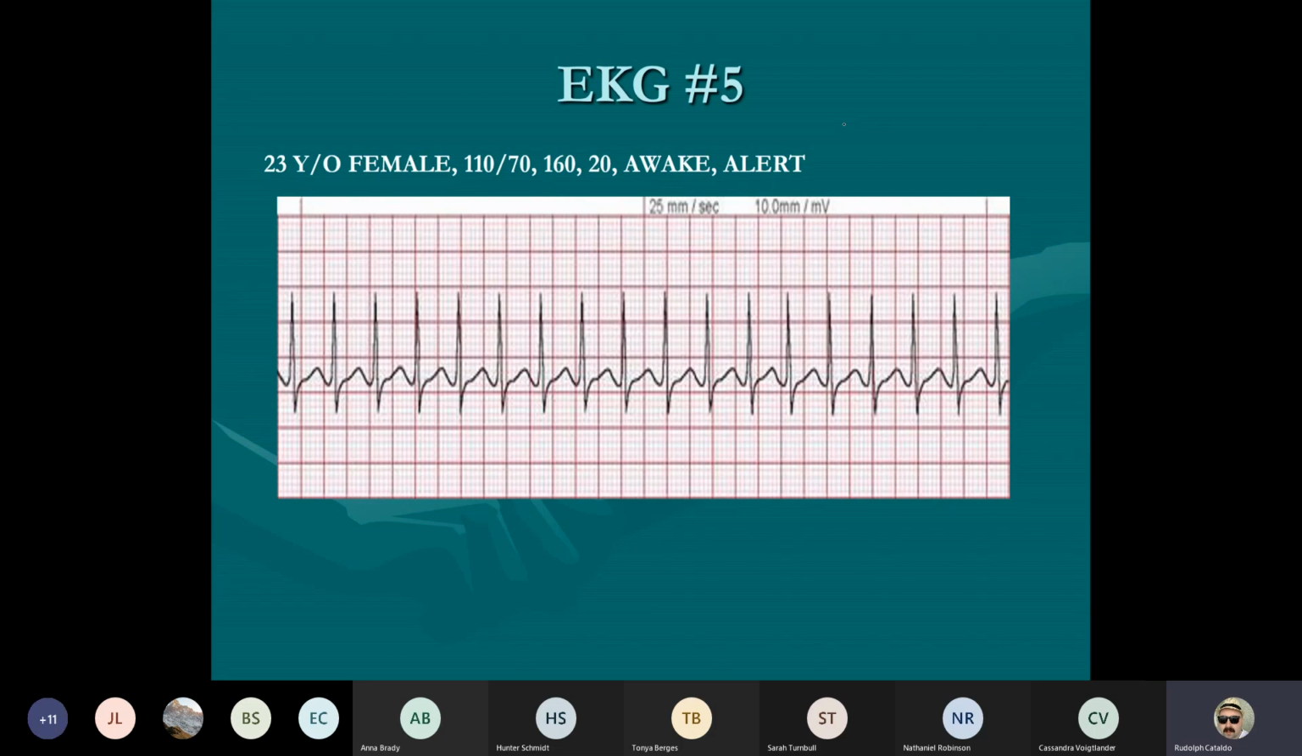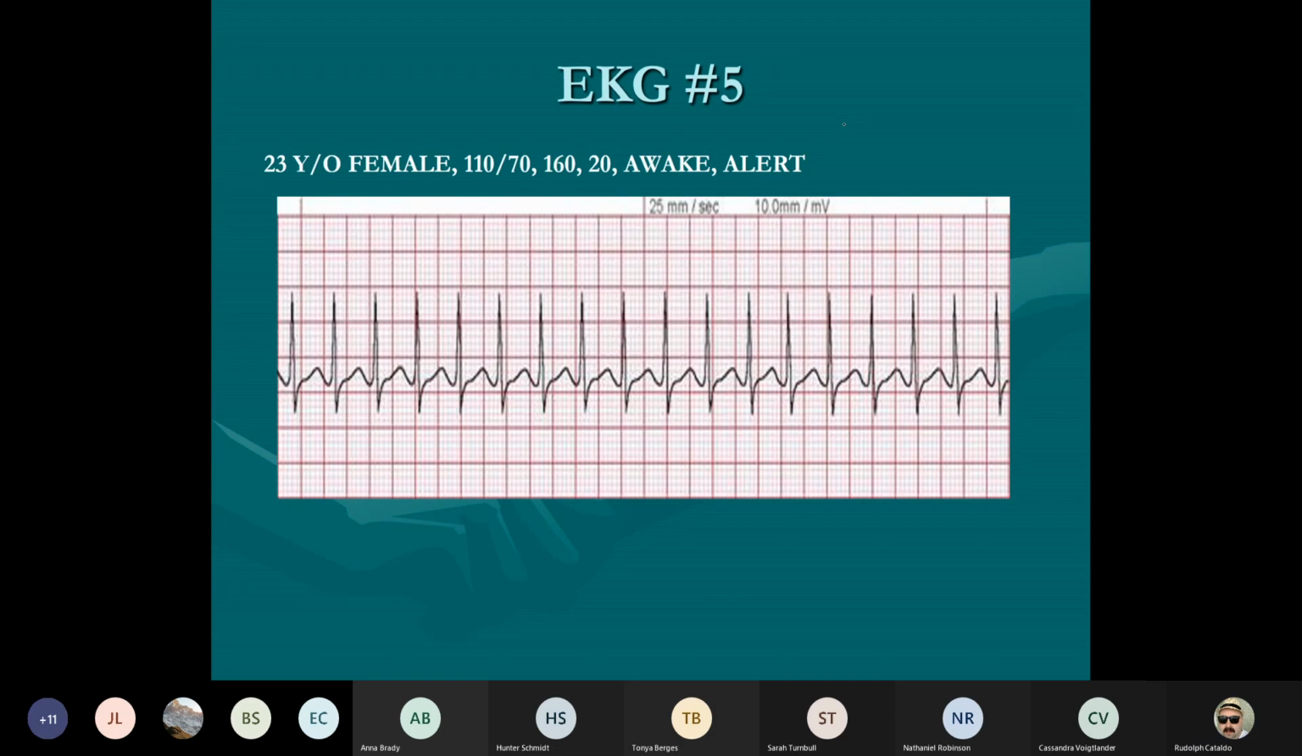23-year-old female. Blood pressure is 110/70. Heart rate's 160. Respiratory rate 20. Your patient is awake, alert, and talking to you. This is a 6-second strip. What is my rate? What is my treatment of this patient, and what is that rhythm?